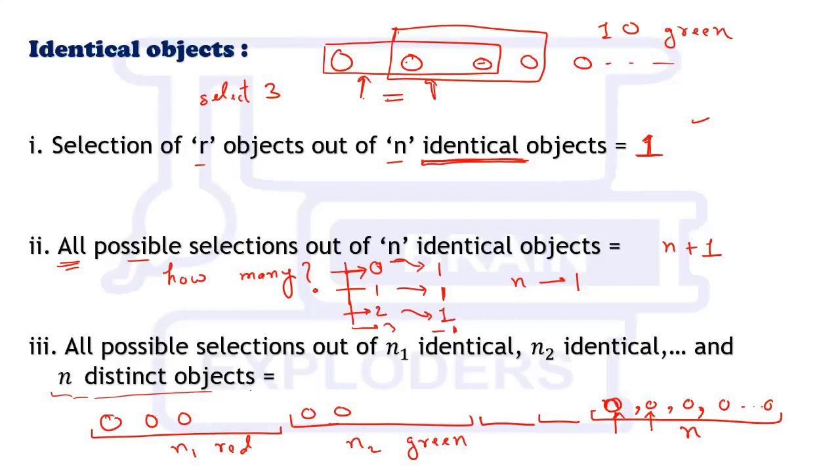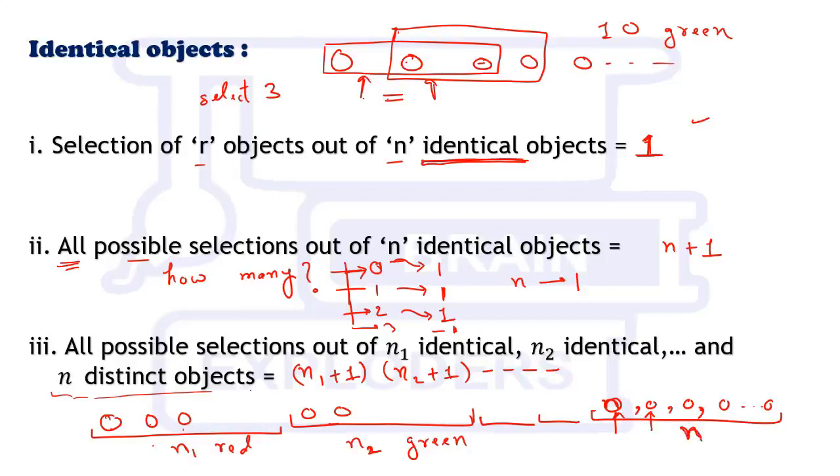So selecting from the first n1 red balls, how many possible selections are there? Either we can select 1 red ball, or no red ball, or 2 red balls, or 3 or 4, and in this way we have n1 plus 1 possibilities to select red balls. For the green we have n2 plus 1 possible ways. If some more identical objects are given, then we will take n3 plus 1, n4 plus 1, n5 plus 1, and so on, and at last n objects are distinct.